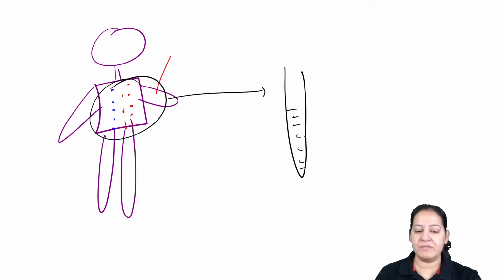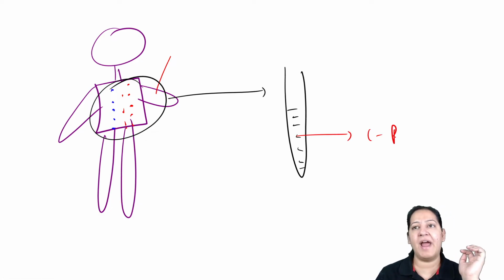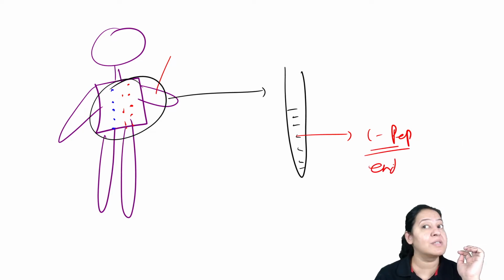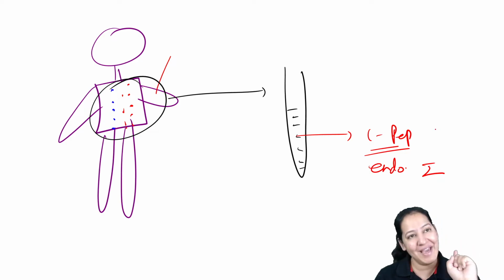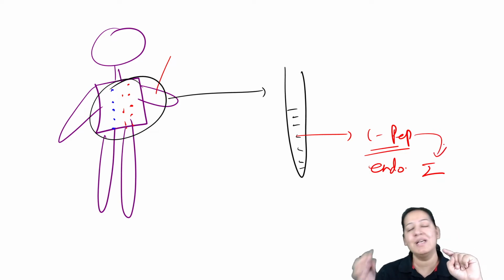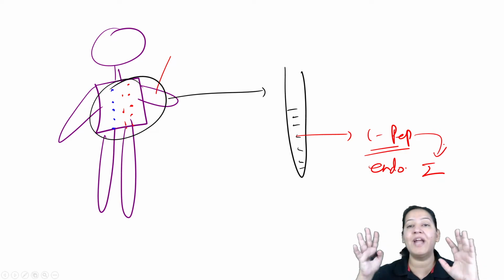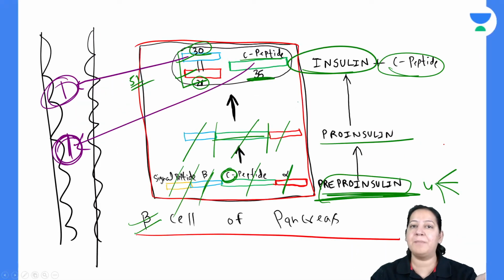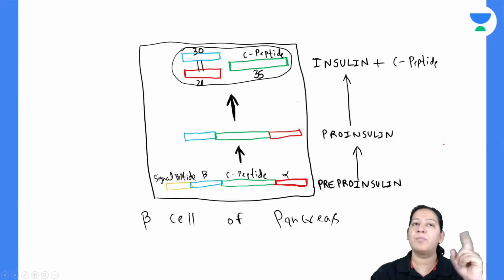So check the level of C-peptide. Whatever amount of C-peptide is present, it is equivalent to endogenous insulin, not exogenous. So here comes the role of C-peptide. C-peptide gives us a surrogate marker of endogenously synthesized insulin, or the insulin reserve, the pancreatic beta cell reserve, you can say, right? So please, there is a relevance.